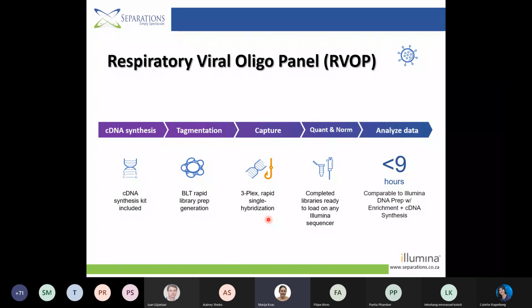And like I mentioned to you, we will obviously create a library, right, with the Illumina DNA Prep. It's part of this whole enrichment process, and then we will have the probes that are specific to, let's say, the 40 different respiratory viruses that we have in a panel. We will capture those, and obviously we will sequence those, and we will analyze it.